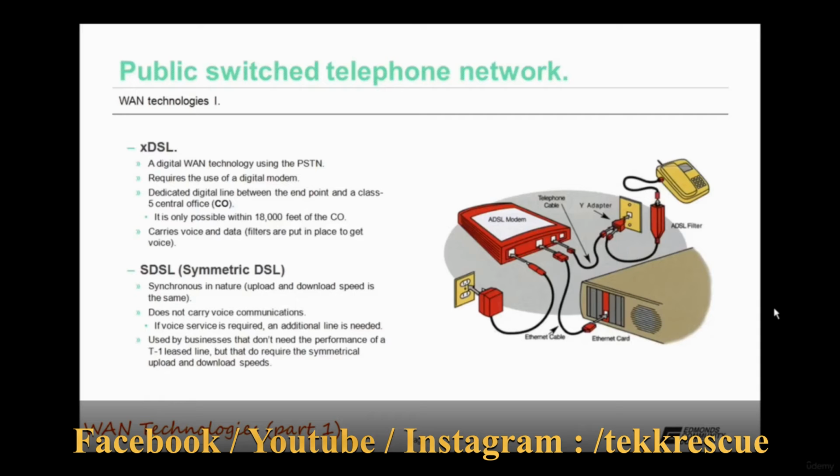And first up is symmetric DSL, or SDSL. Symmetric DSL is synchronous in nature. That means that the upload and download speeds are the same. SDSL does not carry voice communication. So if you need voice service, an additional line is going to be needed.